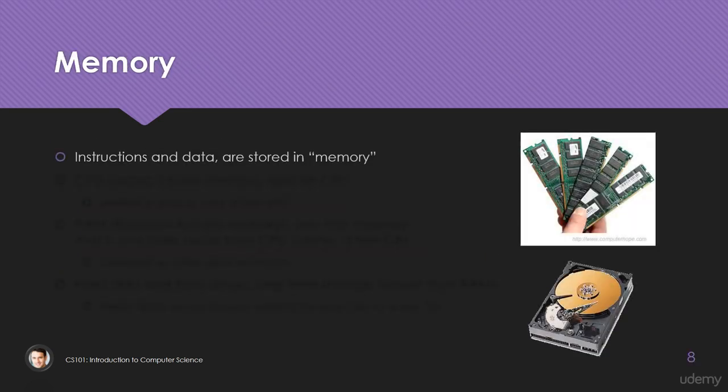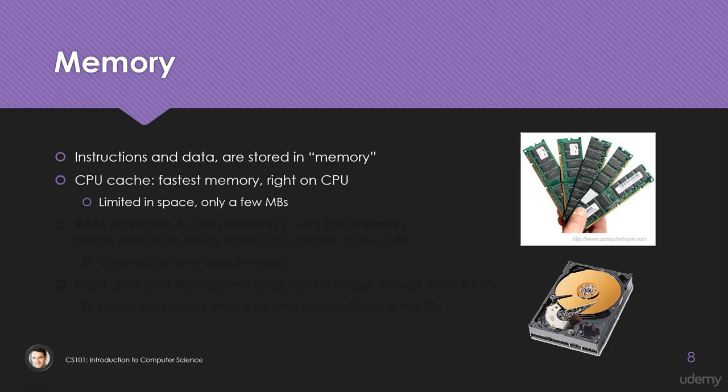Memory. So instructions and data for computers are stored in memory. The CPU cache, which is in the central processing unit in the processor, is actually the fastest memory. It's right on the CPU. It's very limited in space, and processors use it for really fast caching and execution. You almost never hear about it. This is never advertised because it's in the processor. It can be added or removed, so it's right there.